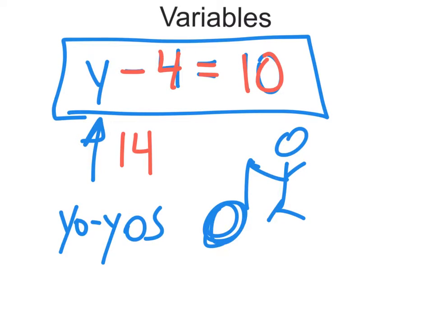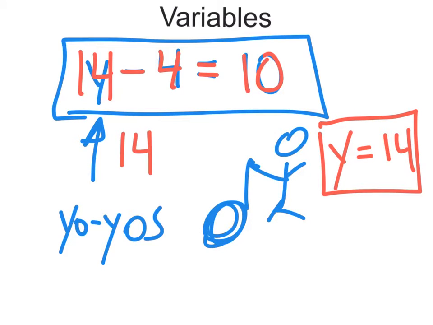So I could get rid of the Y and put 14 here. 14 minus 4 equals 10. So in this instance, Y is equal to 14. And Y is our variable.